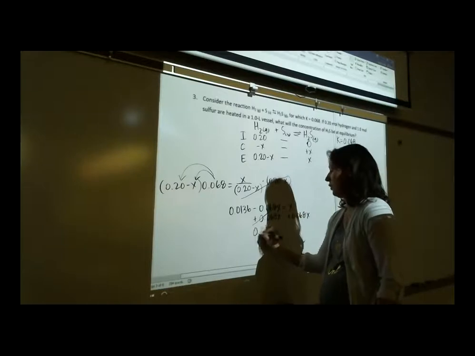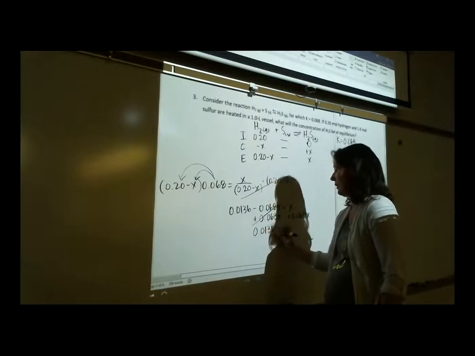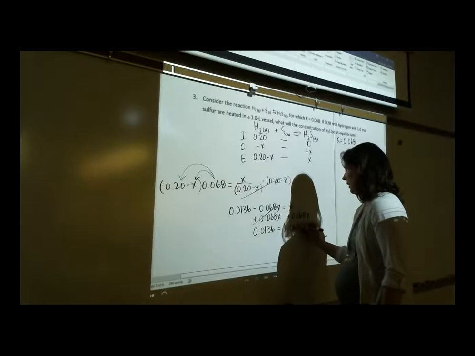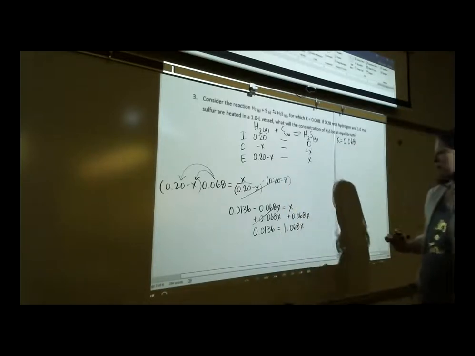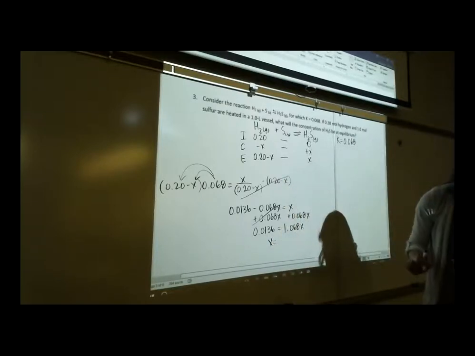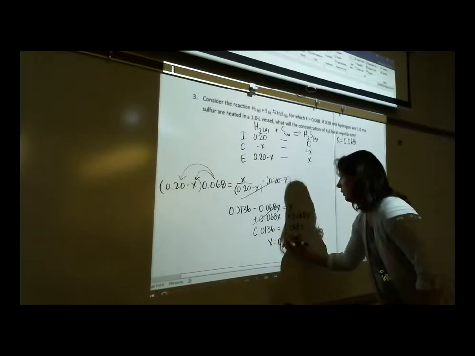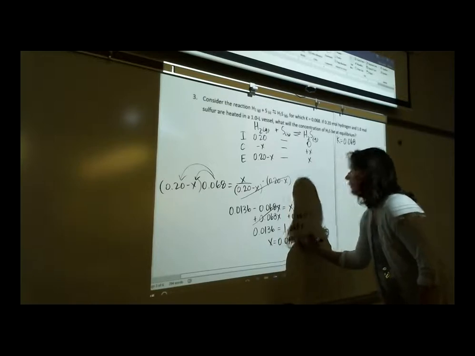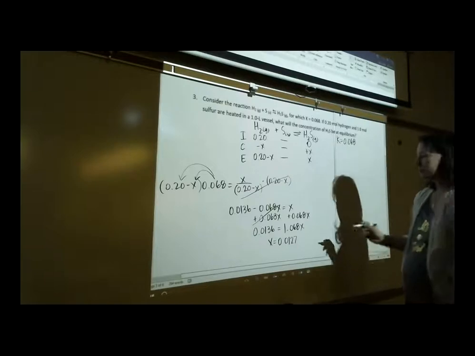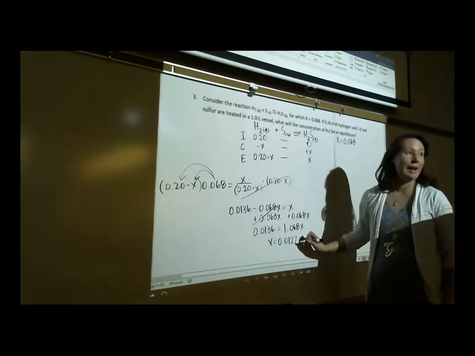So I get 0.0136 is equal to 1.068x. So that means that X has a value of 0.0127. That's what I got. We're going to round to sig figs at the very end. But I'm not done when I get X, right?